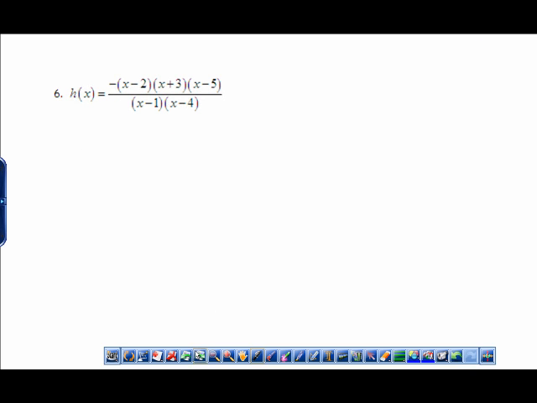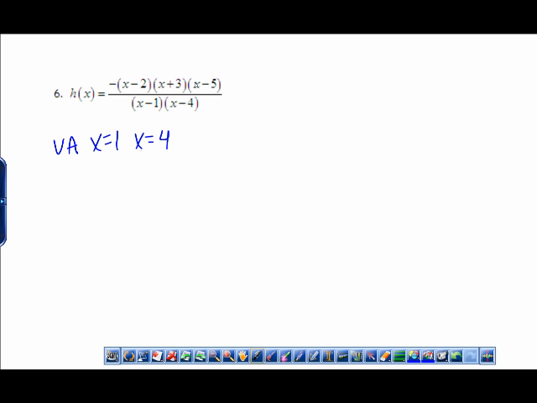Okay, let's look at this next example. Are there any holes? Nope. So let's look at vertical asymptotes. We have one at x equals 1. We have another one at x equals 4. And they're just regular vertical asymptotes, so nothing to be concerned about there.